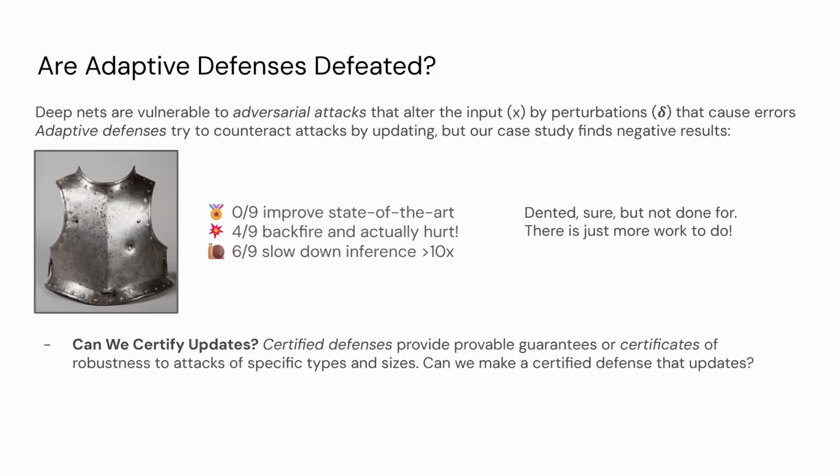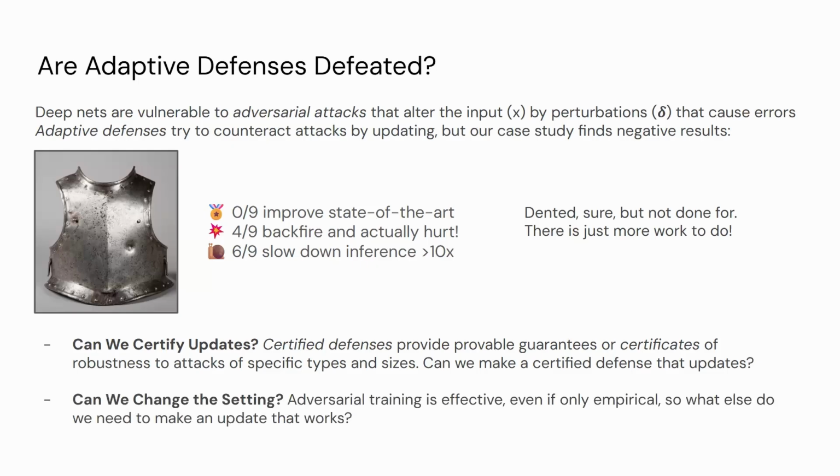And very briefly, one line of counterattack could be, could we certify these updates? Is there a way to get a theoretically guaranteed update? We can't do this in general, but indeed, there are ways. And we could also ask, can we change the setting? In this case, these attacks are happening, but on an adversarial training that's just empirically effective to this. So maybe we need a little more to get a setting that works. Is there something we could adapt with that would actually help? But we need more than just these input images alone.